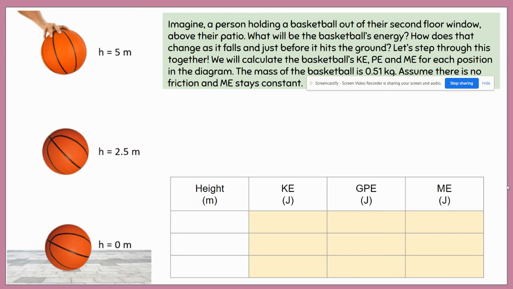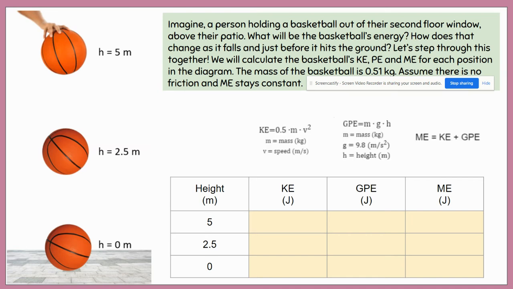So what do we know? Well, we do know the three heights that we need to calculate our kinetic, our gravitational potential energy, and mechanical energy for. So let's fill that in. The highest height is 5, then 2.5, and 0. The next thing to consider is our equations. We have the equation for kinetic energy, for gravitational potential energy, and for mechanical energy.